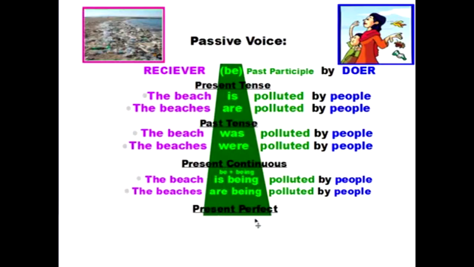Good. Now, the present perfect, right? If we remember, I use has or have depending on my subject or depending on the receiver.